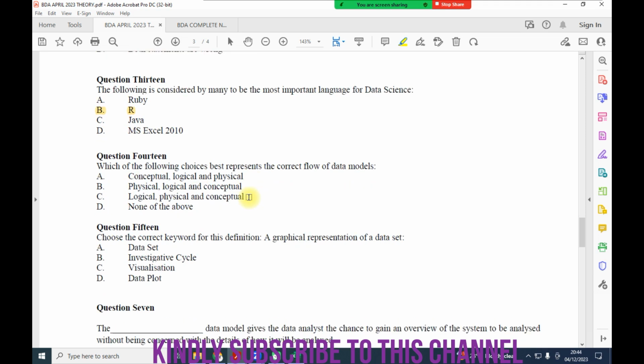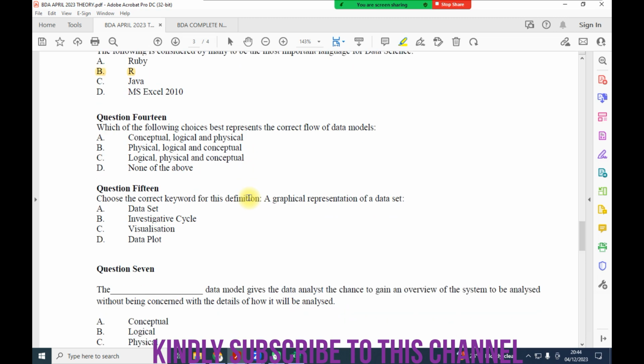Next, 13, number 14. So 13 is B, that is our answer there. Number 14, which one of the following choices best represents the correct flow of data models? Correct flow, I think we looked at that. Conceptual, logical, physical; logical, conceptual, logical; then physical and conceptual; none of the above. So you find that with the data models, we said the first thing we start with is the conceptual.